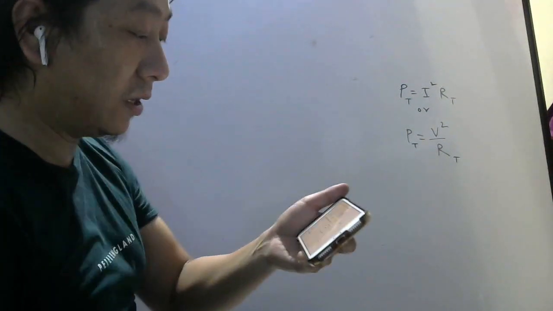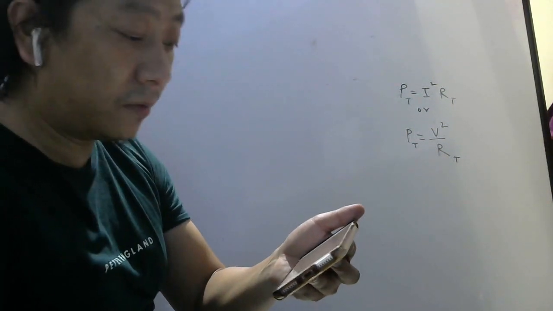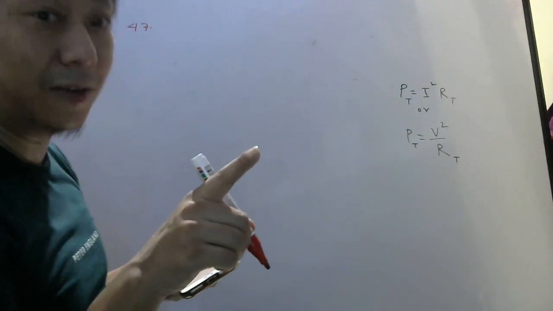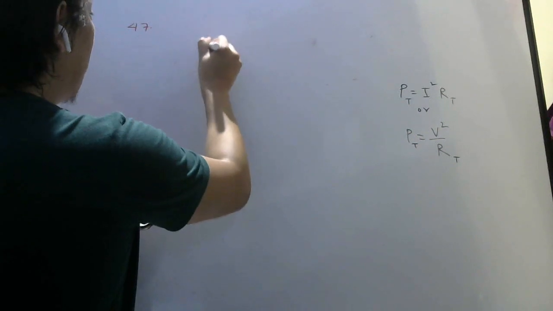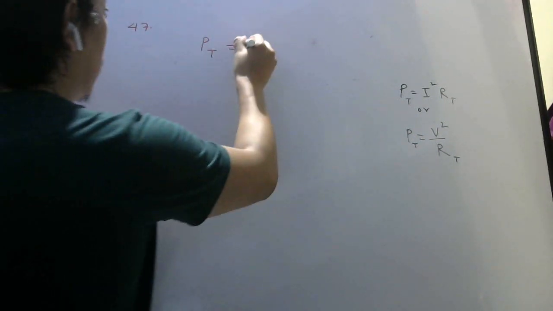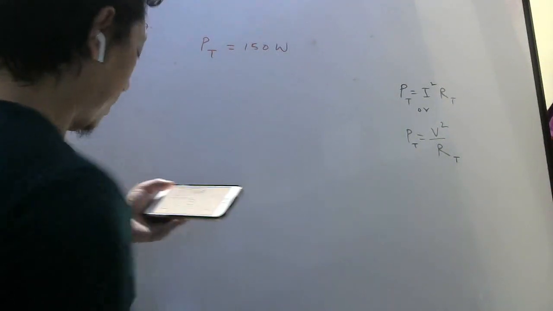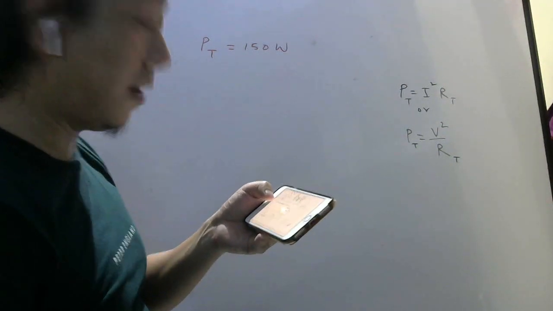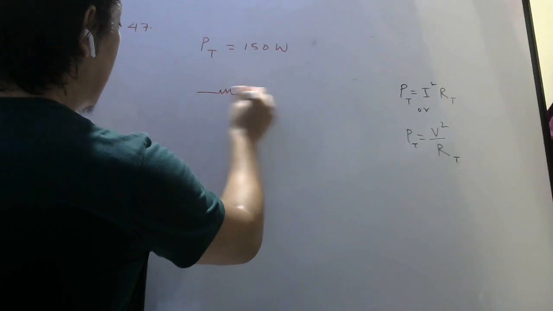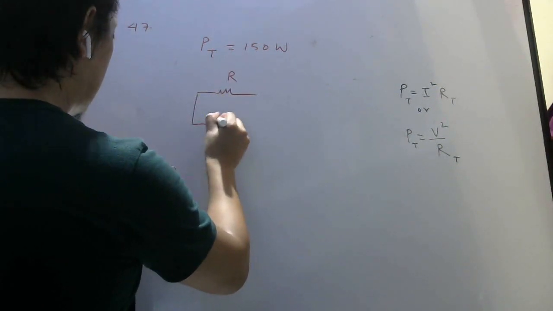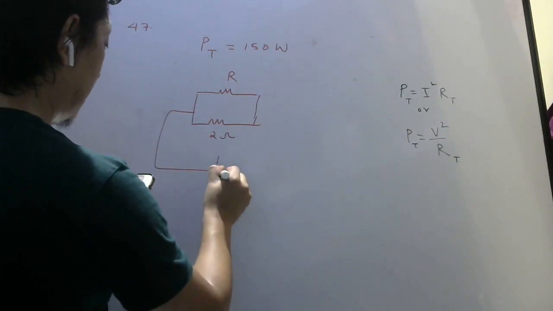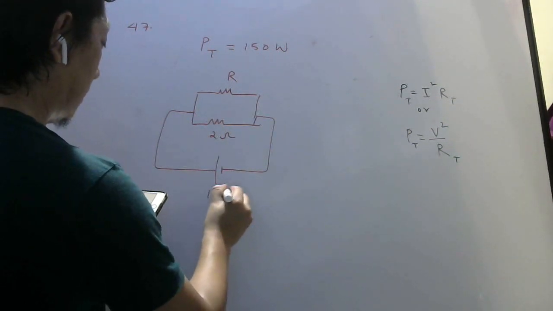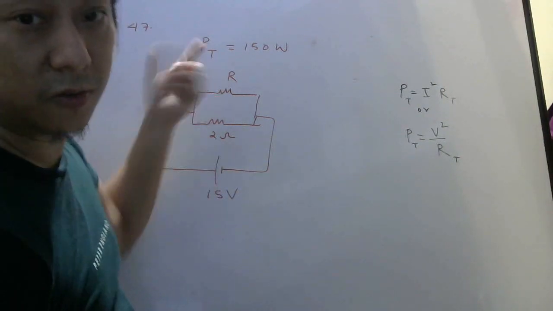In question number 47, they are saying in the circuit power dissipation is 150 watt. That means that is the total power consumed by the circuit. So total power consumed is 150 watt. Then they are asking the value of R. The diagram has R here and 2 ohm here, and the voltage of the battery is given as 50. Total power they have given. So it's very simple, right?